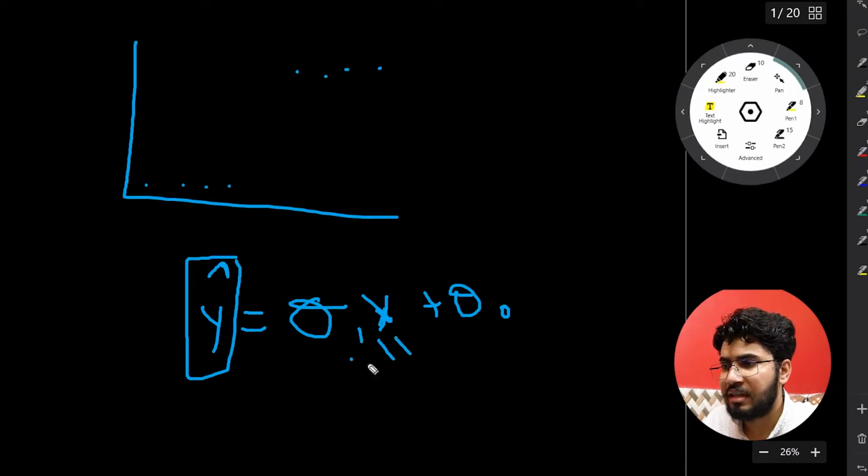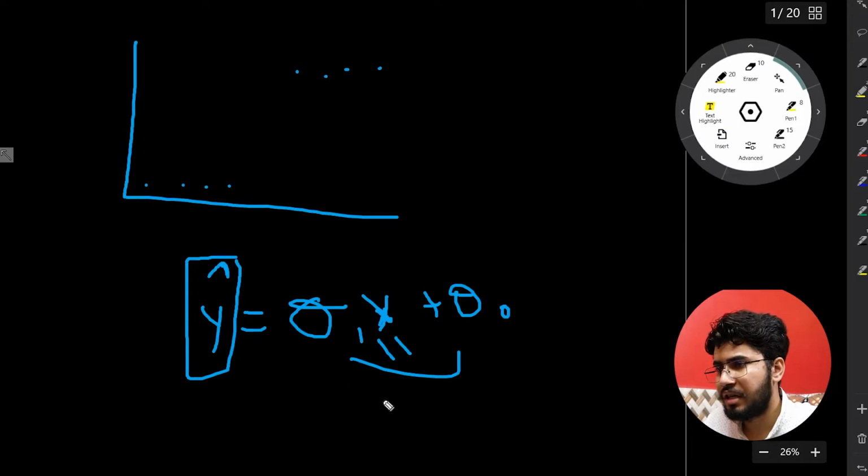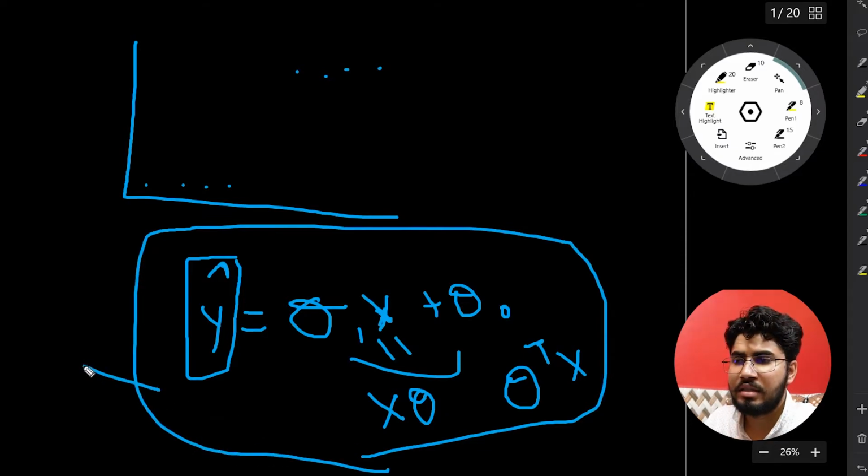If we write this in matrix notation, then it is going to be x into theta, or you can write it as theta transpose x. I have already explained all of this. So you can write it in any form. But the problem with this was that our output value can be anything. Literally, it can be anything based upon our input.